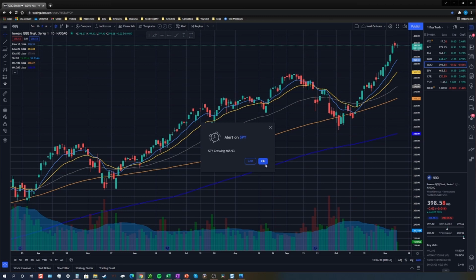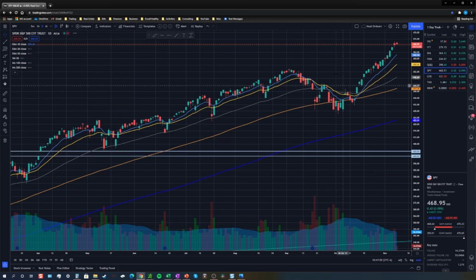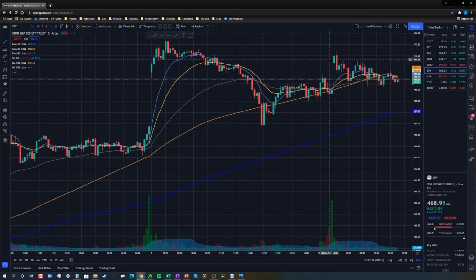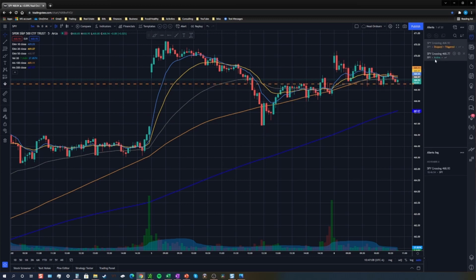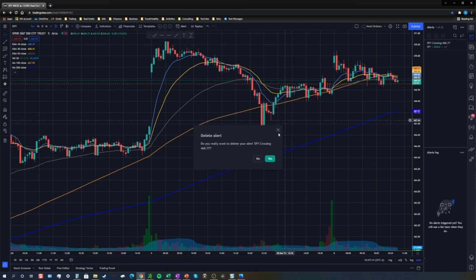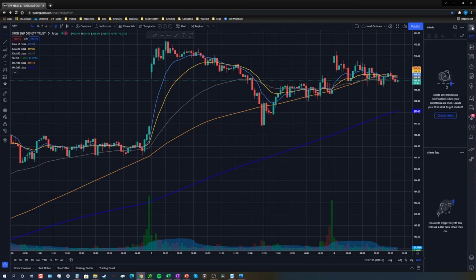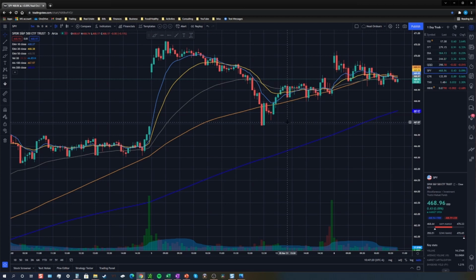So hold on, there's the SPY crossing something. So I just go back over to the SPY. Oh, and okay, it went higher. So that's how that works. It just pops up with a, hey, it crossed your threshold, and it alerts you. That's how that goes. Okay, but back on to trend.